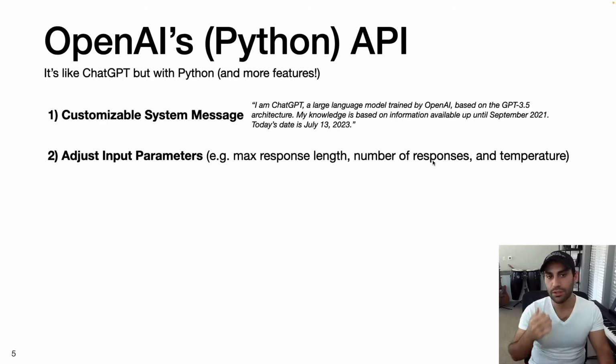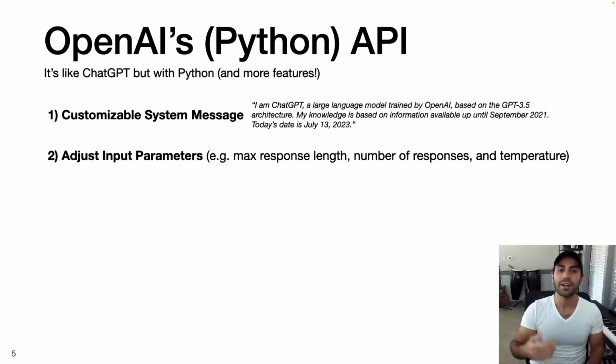Some other things you can do are adjust input parameters such as the maximum length of the response that is sent back from the language model. Also the number of responses that you get back. So in ChatGPT, you'll type in a prompt and you'll just get one response. But what if you want to get 10 responses and compare them programmatically? This is something that would be a bit more time consuming using ChatGPT as opposed to using Python.